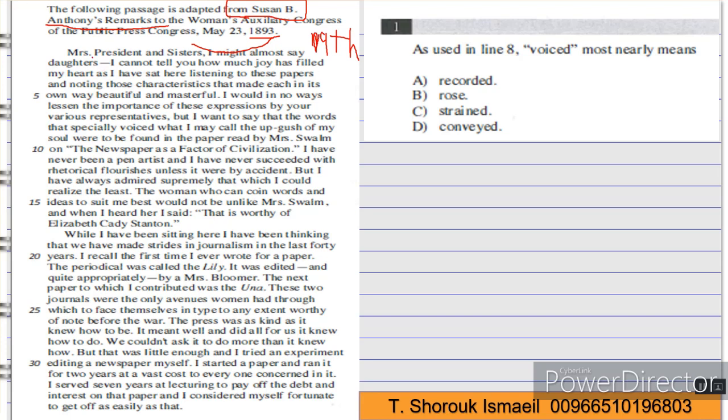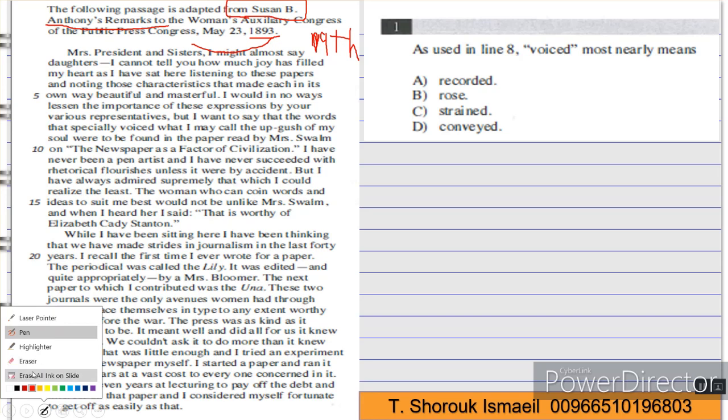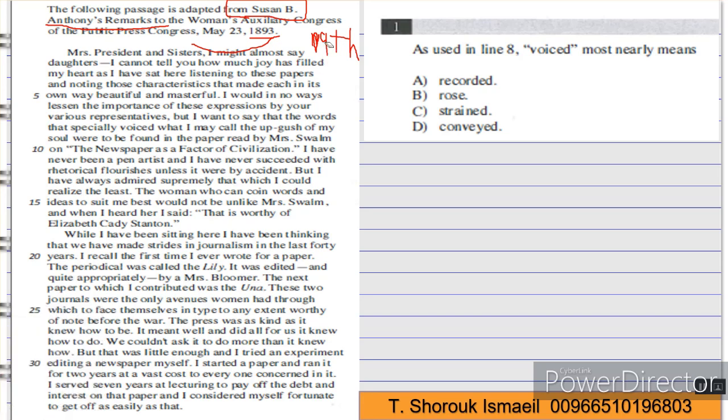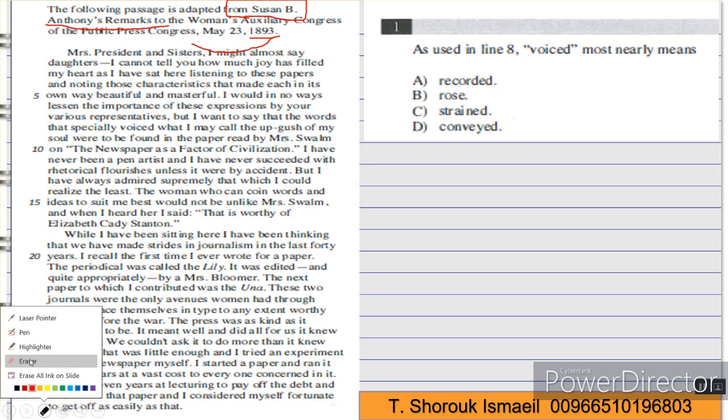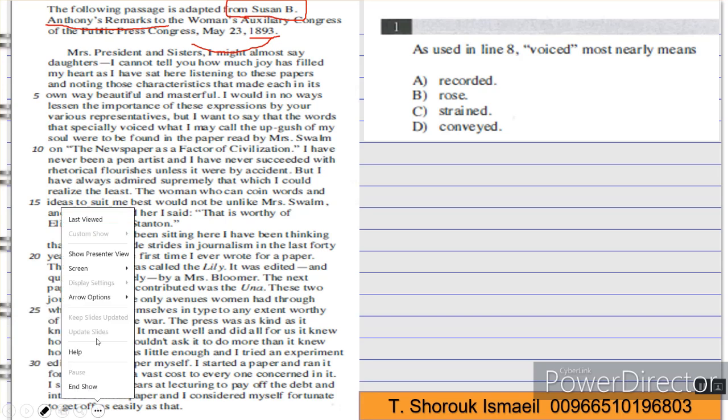Here, Mrs. President and sisters. Okay, start here. We need to add some annotations to make it better. So we're just going to insert the text here. We need to insert the text here.